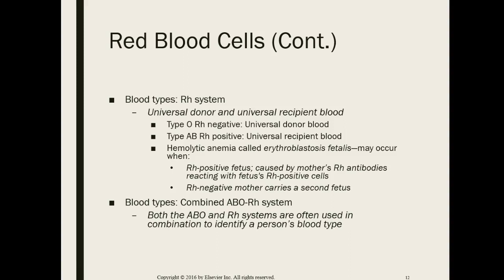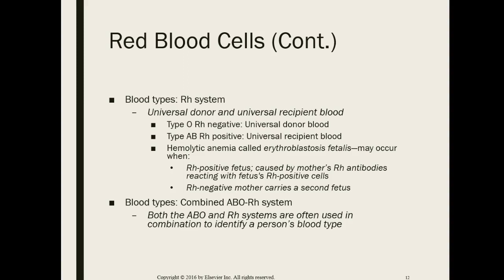When we're talking about blood types in association with the Rh system, somebody will be A positive or A negative, B positive, B negative. The positive and negative refers to the Rh system, and then the A, B, and O is the ABO system, depending upon which antigens and antibodies are present in a person. So the universal donor is going to be type O negative, and the universal recipient is AB positive.